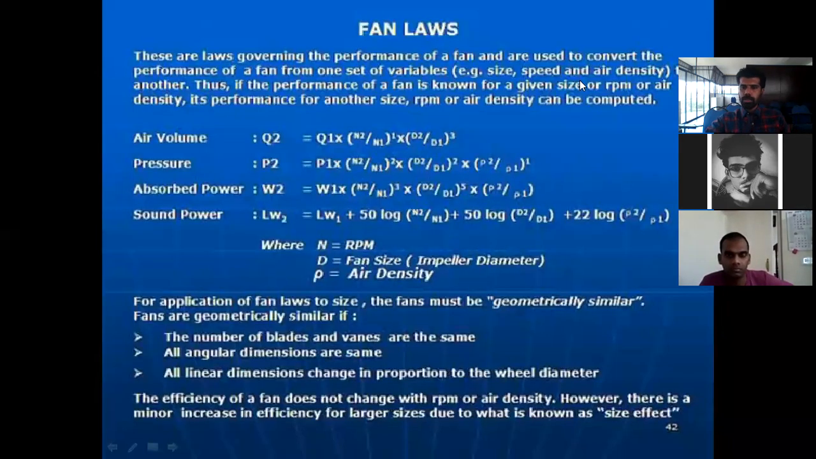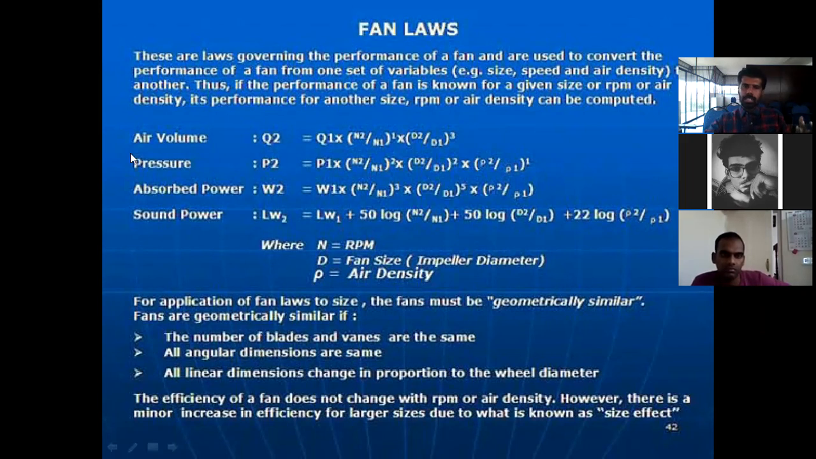Just don't get confused with this. Simple only. These are the laws governing the performance of a fan and are used to convert the performance of a fan from one set of variables like speed, size, air density to another. If the performance of a fan is known for a given size, RPM or air density, the performance at another size, RPM or air density can be computed. This means that we are just comparing one ideal fan with another.